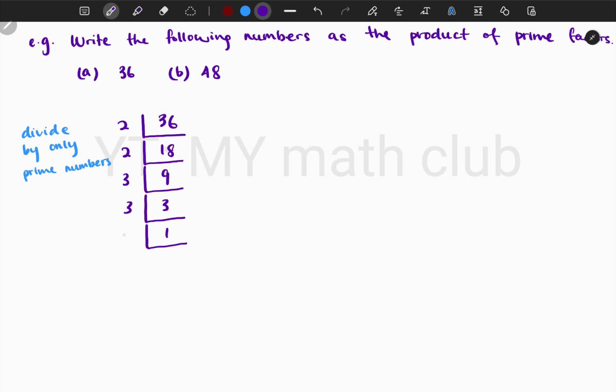And then you're going to take all of the numbers on the side here: 2, 2, and 3, and 3. So we're going to multiply all of them. 2 times 2 times 3 times 3. This is 36, right? You will find back the original number, but this is what we want anyways, because now we have written 36 as the product of all the prime factors possible. So 2 times 2 times 3 times 3.